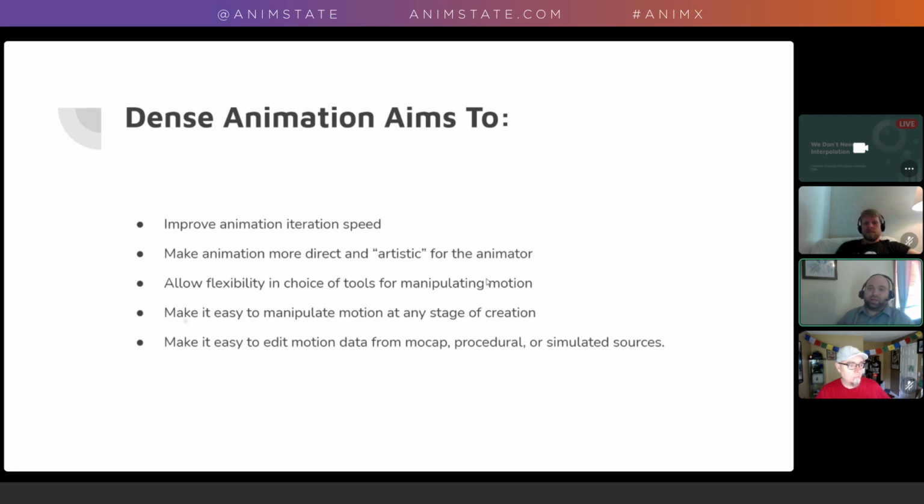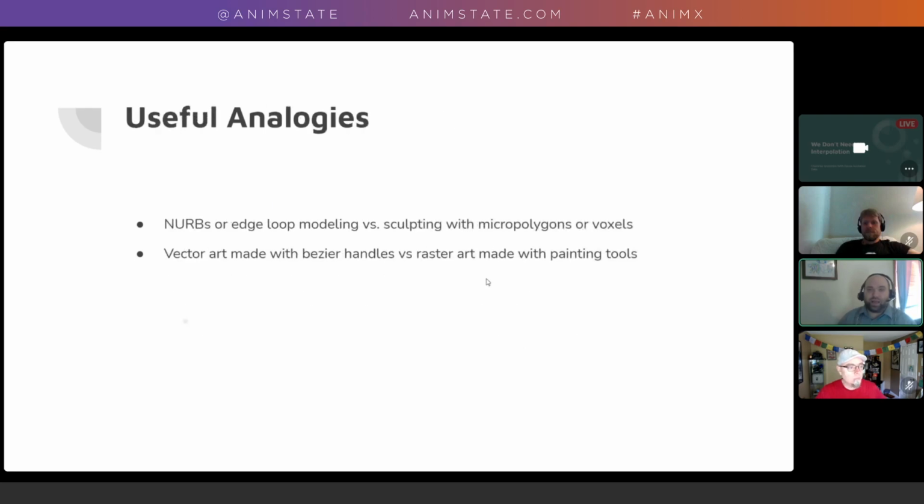So dense animation aims to improve animation iteration speed, remove barriers between the animator and what they're working on, allow flexibility in choice of tools for editing motion, make it easy to edit motion that's already been polished, and to make it easy to edit motion from mocap and procedural sources, which are already dense data, and so they fit really awkwardly into the keyframe workflow.